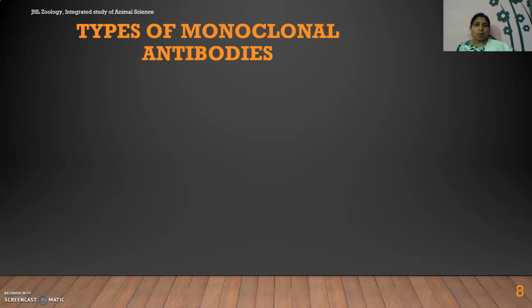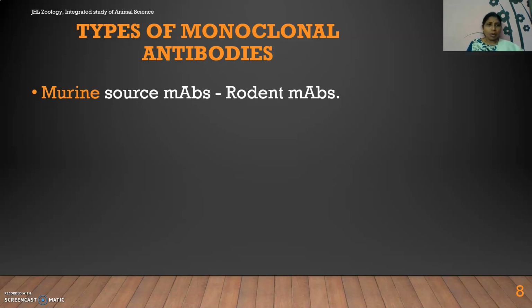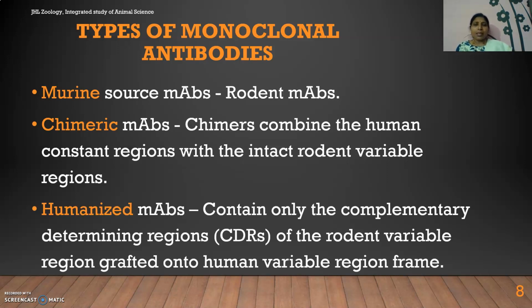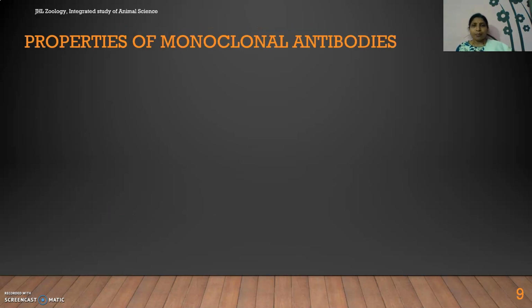There are different types of monoclonal antibodies depending upon the source. Here they are the murine source monoclonal antibodies. They are of rodent origin. Chimeric monoclonal antibodies are chimeras combining the human constant regions with the intact rodent variable regions. Whereas the last one is the humanized monoclonal antibodies. They contain only the CDRs, complementarity determining regions, of the rodent variable region grafted onto the human variable region frame.